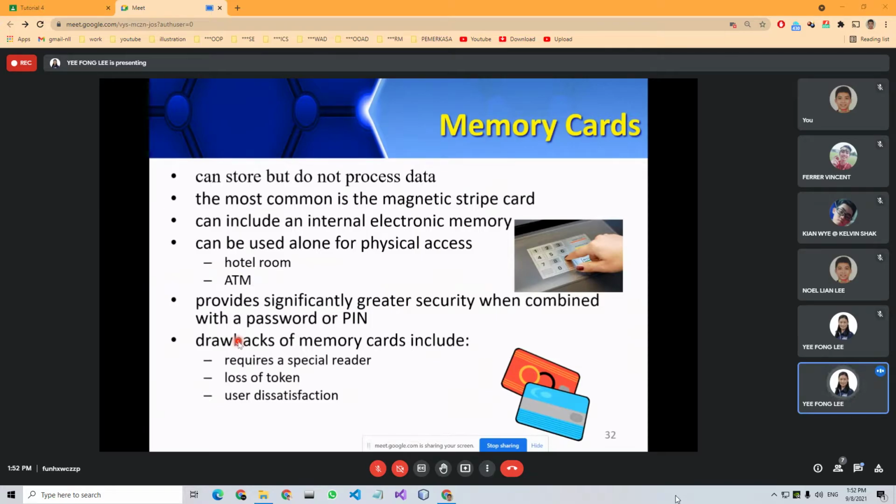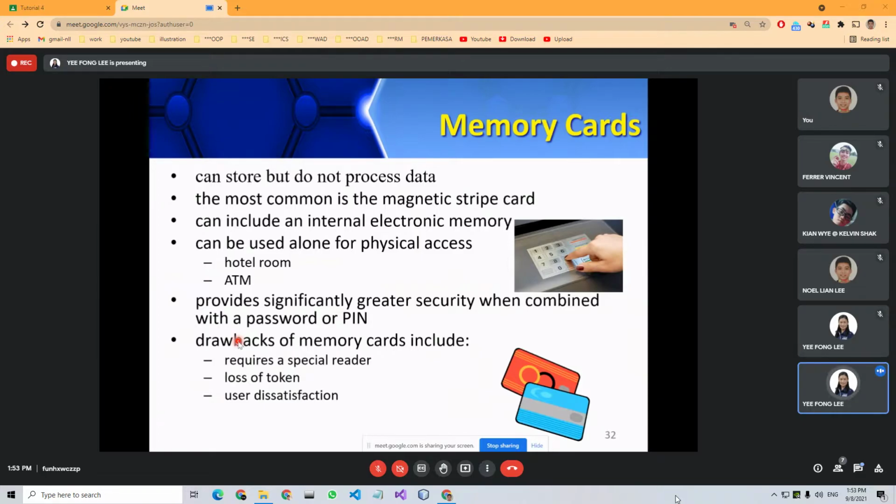This memory card, when combined with a PIN number or password, might provide greater security than a password alone. Of course, right? The more layers you have, the more secure it is. But what is the drawback here? The drawback is that even though purchasing the card reader is not too expensive, you still need to spend some cost there. Second, how about if the token is lost? If you lose your card, then someone may access your hotel room.